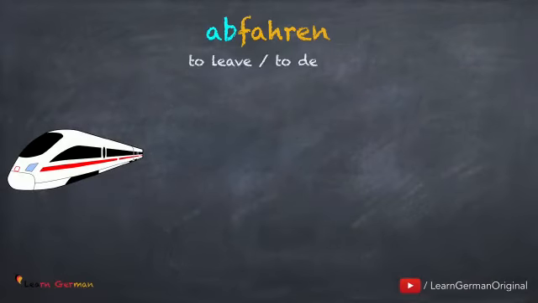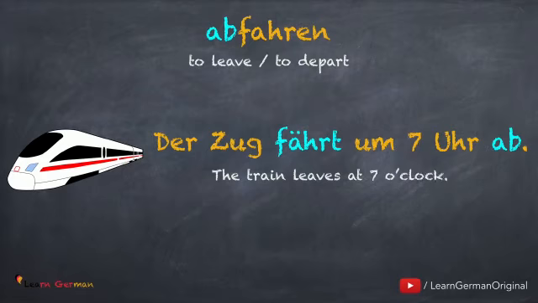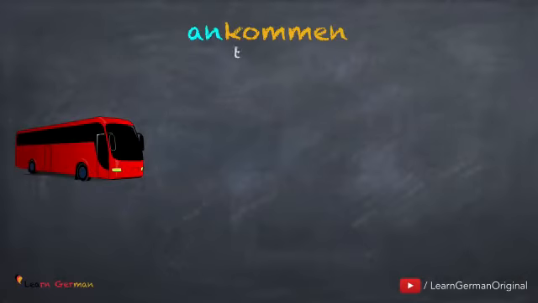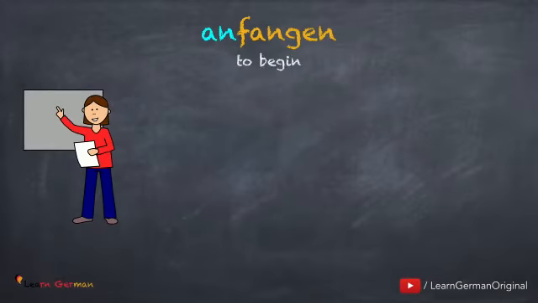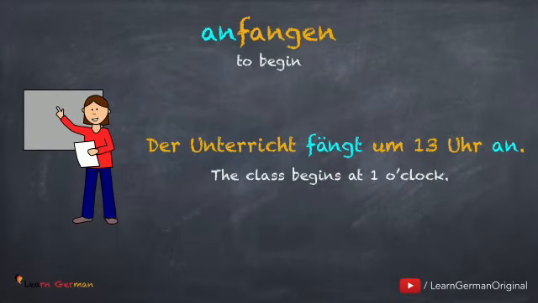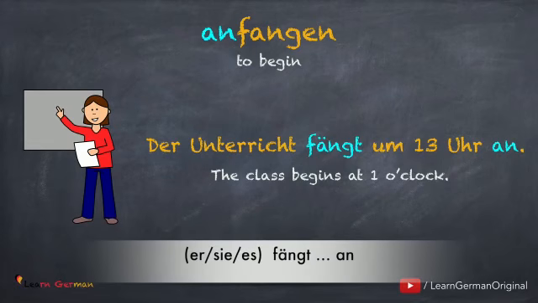The next verb is abfahren and the prefix here is ab. Der Zug fährt 7 Uhr ab. Moving on to the next verb, ankommen. Here the prefix is an. Der Bus kommt 7 Uhr an. The next verb is anfangen. Here also the prefix is an. Der Unterricht fängt 13 Uhr an. In this case, the verb fangen is an irregular verb.